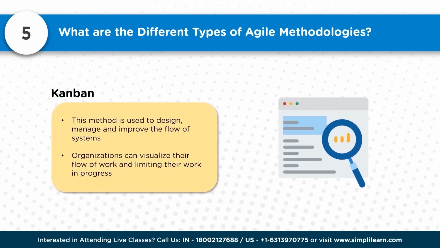Next is Kanban. This method is used to design, manage and improve the flow of systems. Organizations can visualize their flow of work, limiting their work in progress. Kanban comes from the Toyota system. When we use the terms workflow and work in progress, it helps in monitoring what is happening, what work is in progress, and what work is completed, and it uses a visualized system so one can see it. It also enables individuals to know what is pending against them, and they can pull it up and complete it.